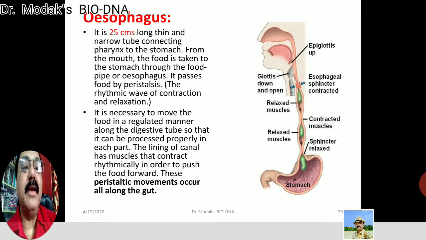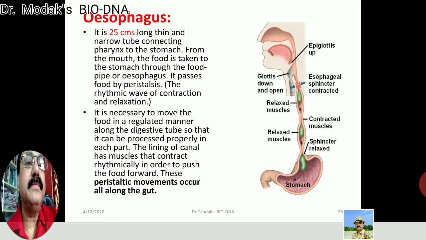The lining of the canal has muscles that contract rhythmically in order to push this food forward. So this is called peristaltic movement, and this peristaltic movement is not only present in the esophagus, but all along the gut, all along the alimentary canal. So peristalsis is one of the most important processes that happens in the esophagus. The esophagus then ends into the stomach.